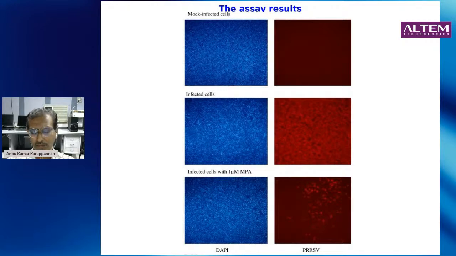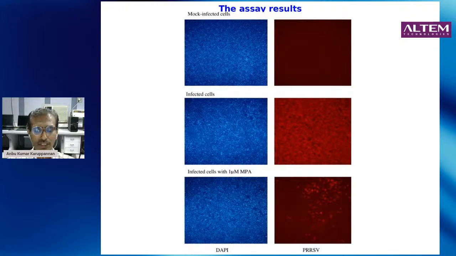And in the lowermost panel, you can see that though the cells are infected, they were treated with a chemical inhibitor called mycophenolic acid, which is a nucleoside that can inhibit the synthesis of RNA. So this being an RNA virus, the virus could not further synthesize its genome after infection. So there was very poor viral replication. So you can see that the assay is working well.